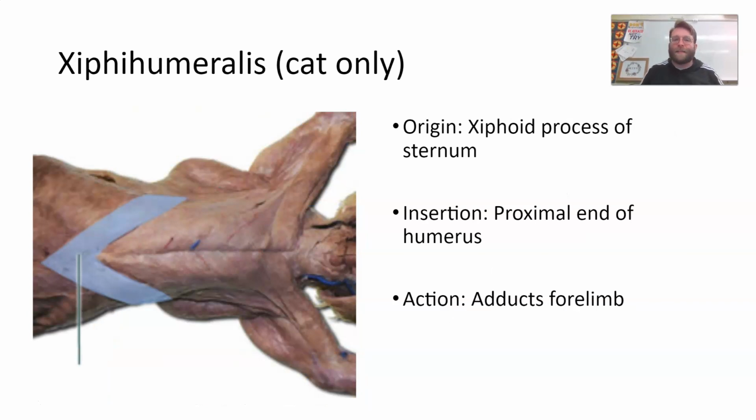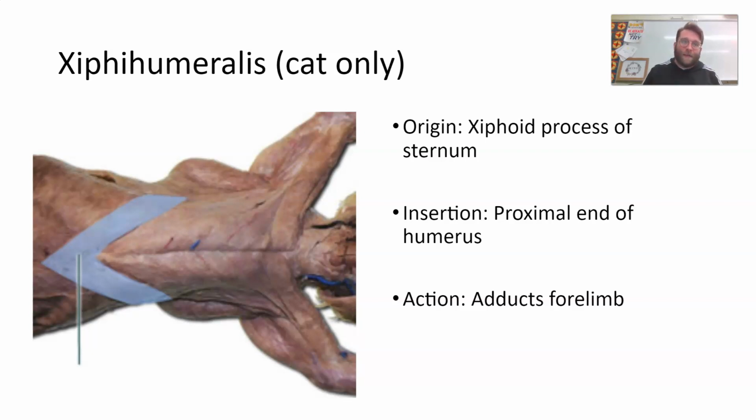The next muscle that's here is the xiphihumeralis. This is one of the several muscles that are cat only. But the reason why we look at these is because it's important to understand that, yes, structurally there's going to be some differences between the human and the cat, and that you need to be able to recognize those differences so you don't get confused on different muscles.